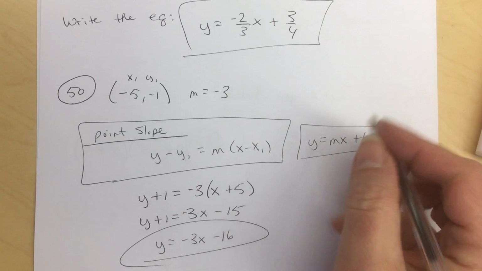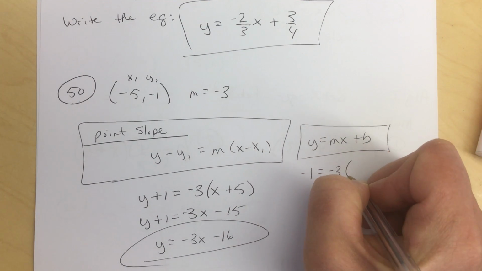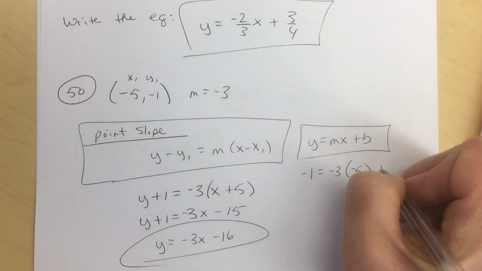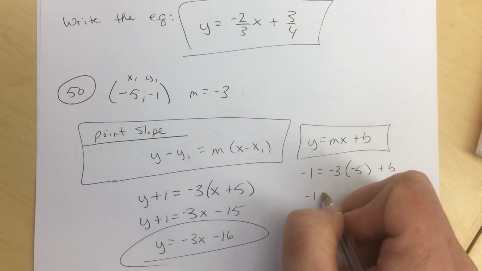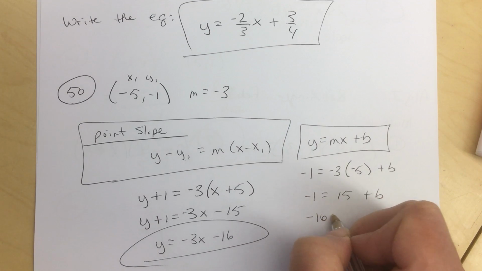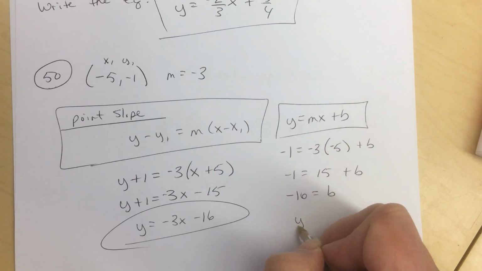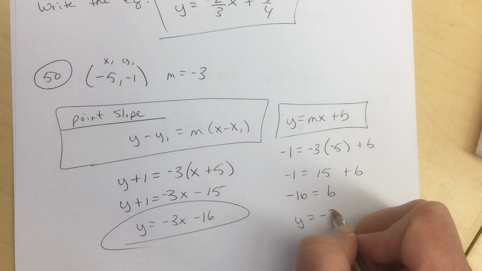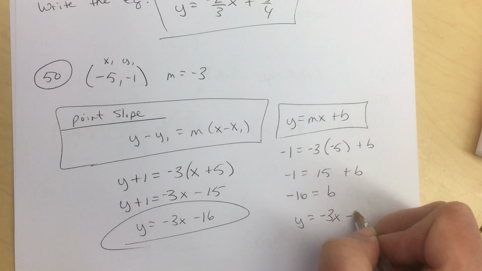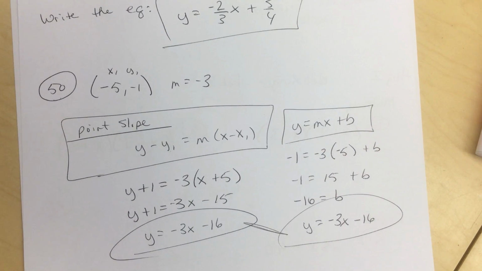If you do it the other way, then your y is -1, your m is -3, your x is -5. So -1 is equal to 15 plus b. Move that over, you get -16 is equal to b. And so your equation is y equals -3x, plus b, which you just found. So you get the same equation either way. It is just your preference.